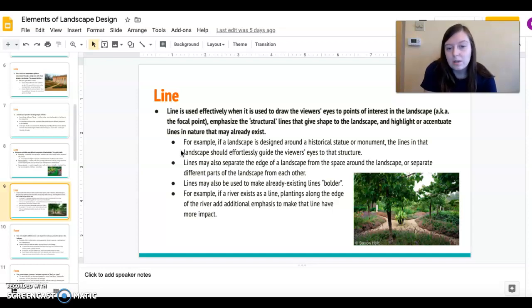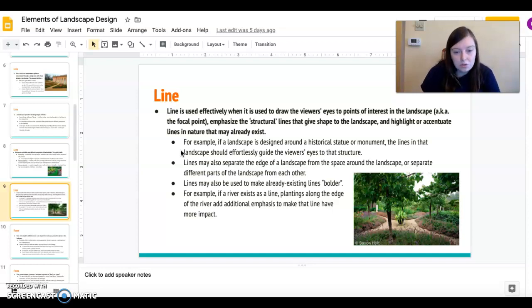Lines may also separate the edge of the landscape from the space around the landscape, or separate different parts of the landscape from each other. So it's okay to have more than one place to look at in a landscape. If I think about my backyard, if I turn around one way, I could see one thing. If I turn around the other way, it could be completely different. As long as there's some kind of uniformity between it, I think it's perfectly okay to have a couple different focal points to go towards.